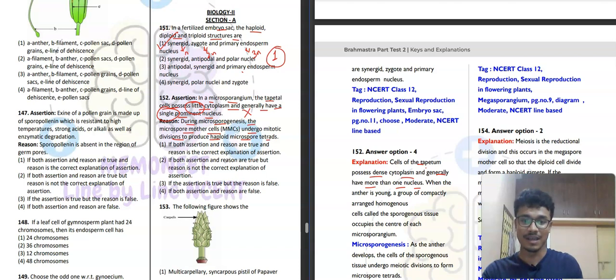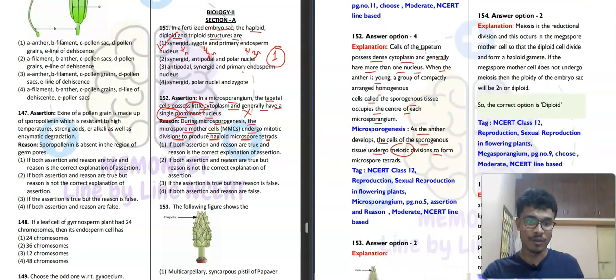Now let's see the reason. So when the anther is young, a group of compactly arranged homogeneous cells called sporogenous tissue occupies the center of each microsporangium. So now in microsporogenesis, what happens is that as the anther develops, the cells of the sporogenous tissue undergo meiotic division to form microspore tetrads. In this reason, it is given that they undergo mitotic division. So this is incorrect. So that's why assertion and reason both are incorrect. So fourth option will be our correct answer for this question.